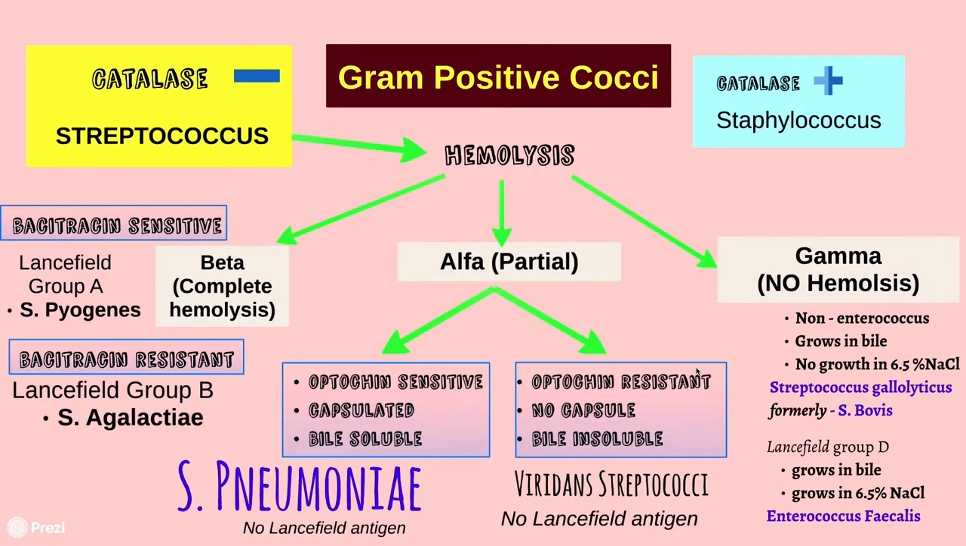Destruction of the red blood cells. There are three types of hemolysis patterns: beta, complete destruction of blood cells; alpha, partial destruction; and then there is gamma, which is no destruction of the red blood cells at all.